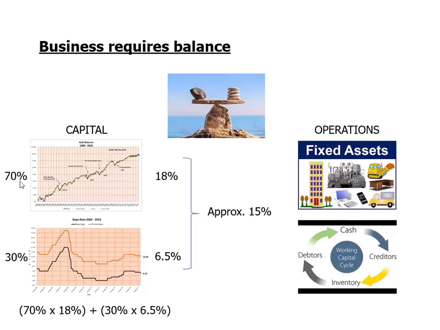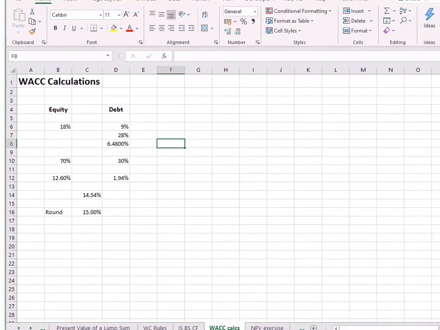Weighted average because it's weighted according to 70-30, and it's a cost of capital because it's using these two costs that those capital providers expect as a return. So let me move on to some Excel calculations, and I'll put some numbers together and explain the calculations to you. Here under equity, I'm using the 18% that we got from the historical data. Under debt, I'm starting with the 9%, which is the current prime lending rate. And here our tax rate is 28% in South Africa.